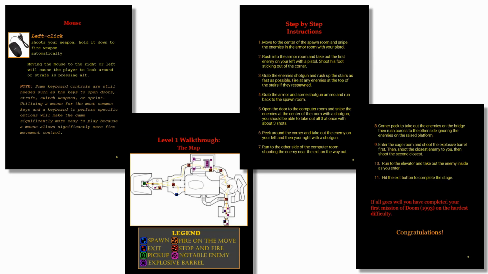Plus, we haven't talked about the broken leg test. And step 3, grab the enemy shotgun and rush up the stairs as fast as possible. Fire at any enemies at the top of the stairs if they respawn. Well, if they're there, tell me that they're going to be there. The broken leg test is if I tell someone to go do this thing, you're going to fire at this person who's standing over here, this person who's standing over here, and this person who's standing over here. Simply saying, kill all 5 people, isn't necessarily going to do it.